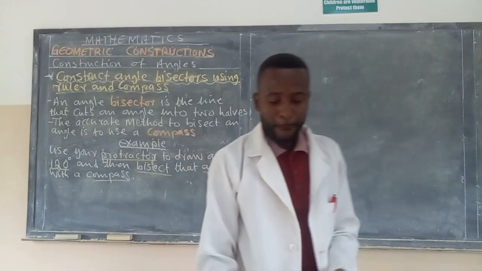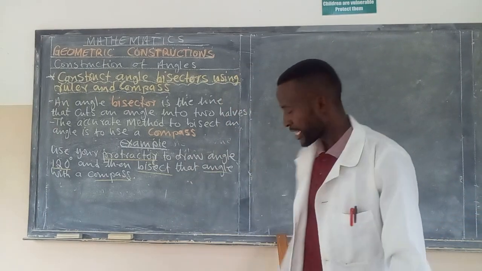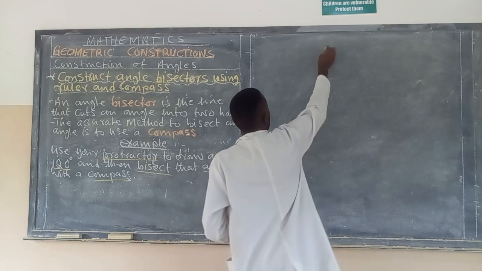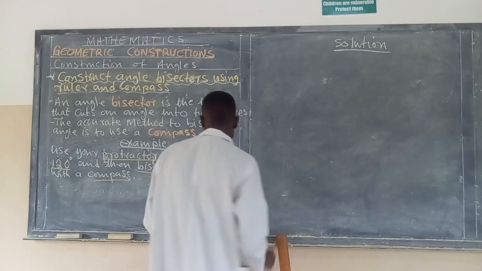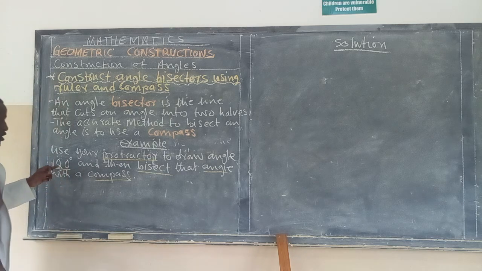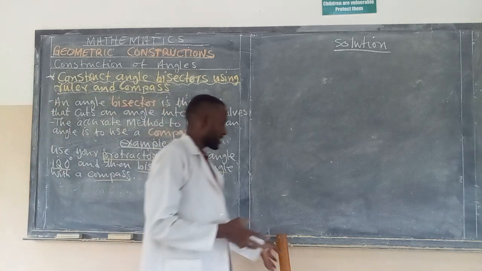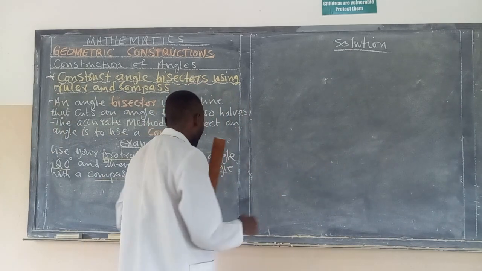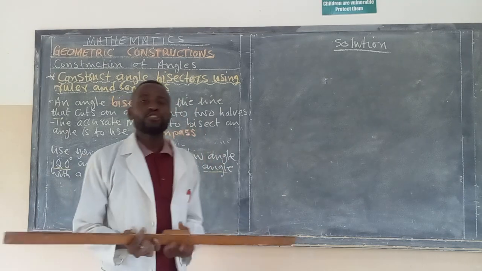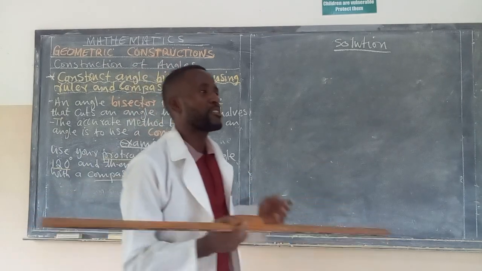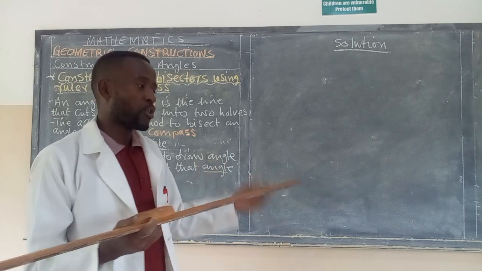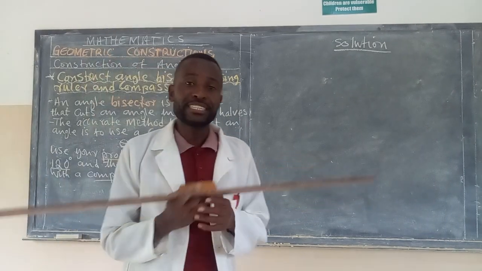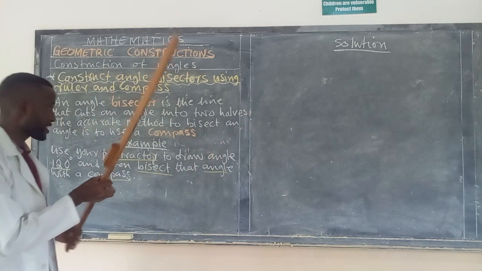So let us begin by working out the solution. Let us write solution here. Okay. They are asking us to bisect an angle of 120. So first of all, we draw the angle 120. How are we going to draw the angle 120? Remember I told you that in order to draw an angle, they won't tell you to follow these steps all the time. In the first lesson video, I showed you how you can draw an angle by giving you the steps. But in this lesson video, we're just going straight forward. So let us draw the angle.